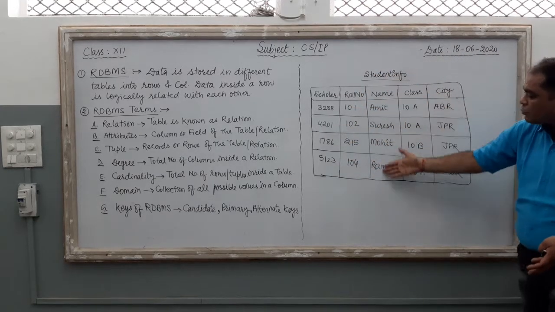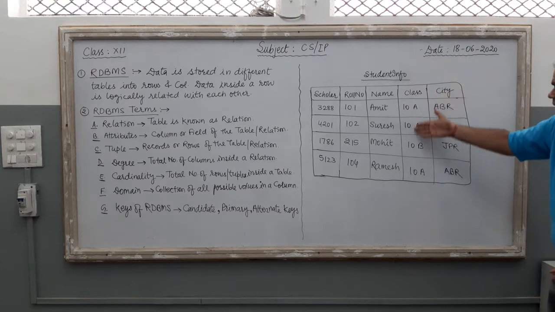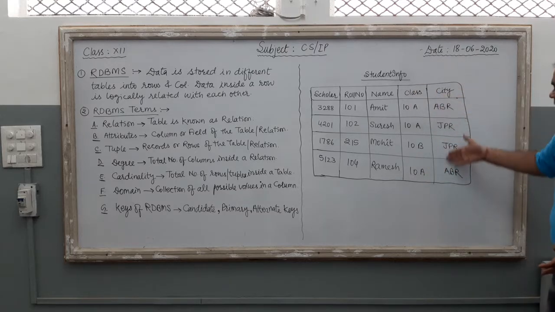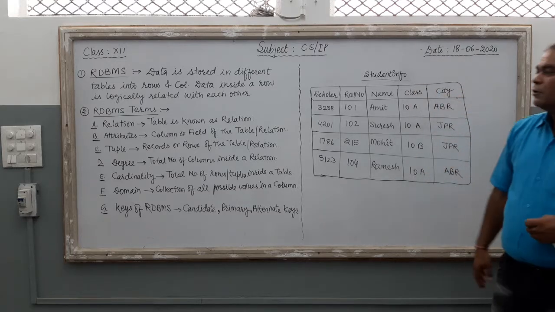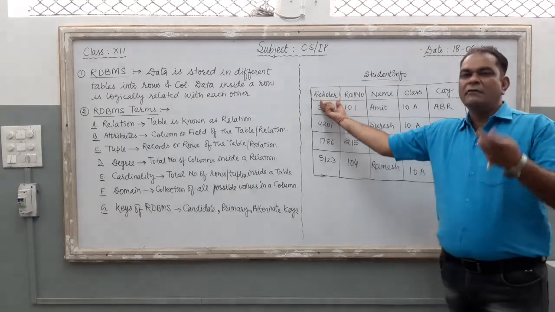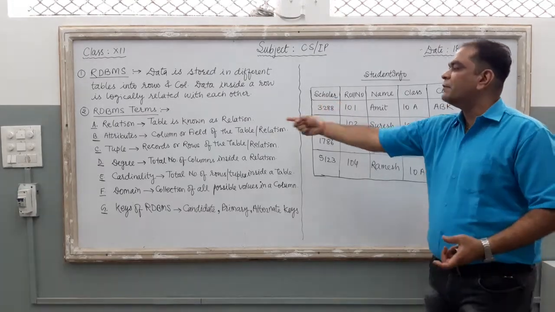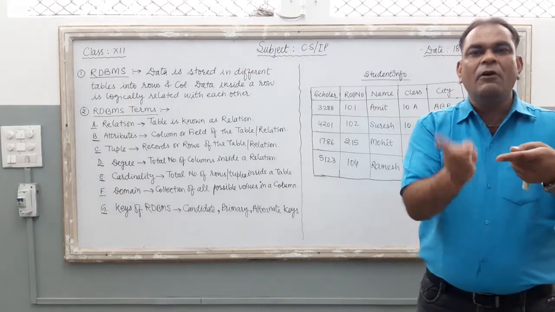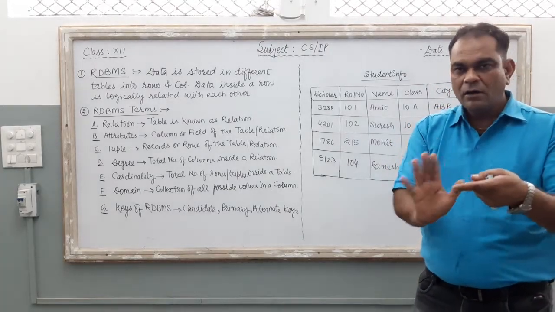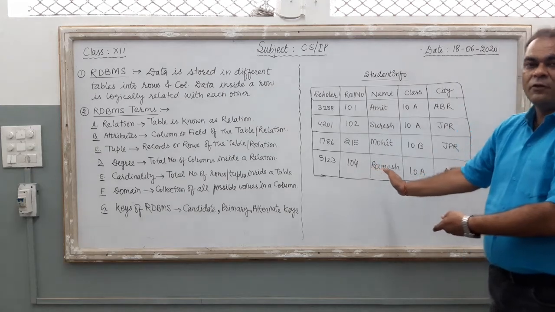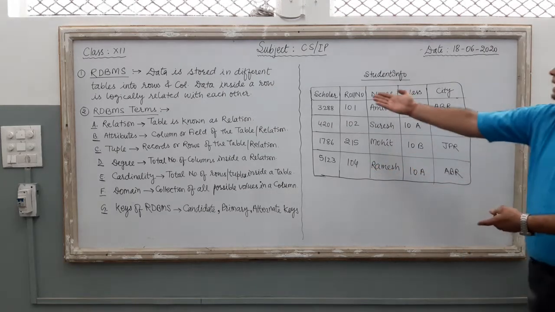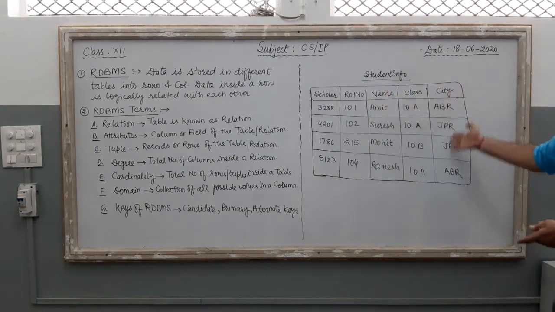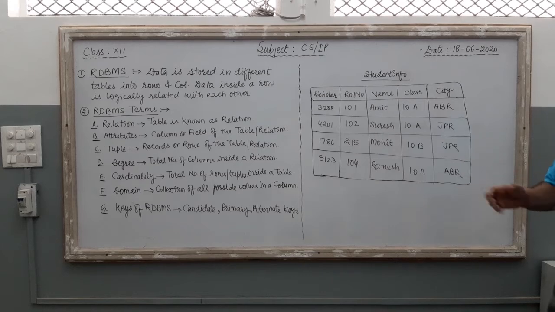Just note my hand. Vertical representation of data is known as an attribute. Any column, scholar number, which is the very first column, or we can say the very first attribute. So attribute is the technical name of a column. Clear? How many attributes are there in this table? If you can see the table properly, there are 1, 2, 3, 4 and 5. 5 attributes are there. Very simple.